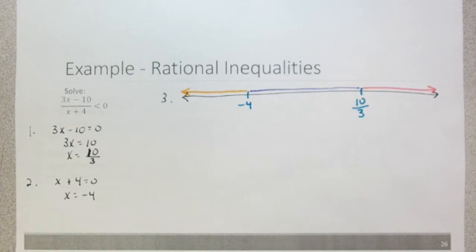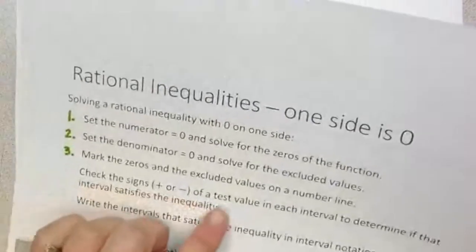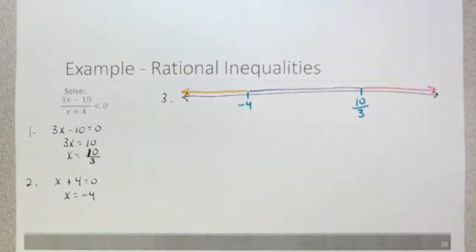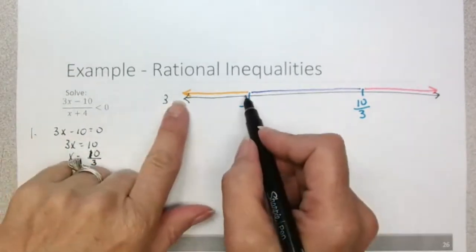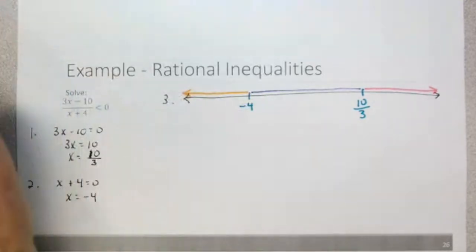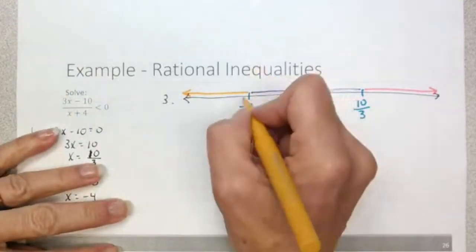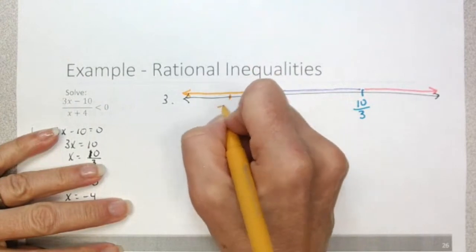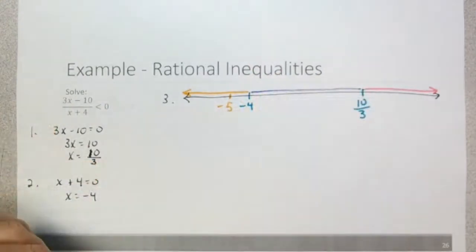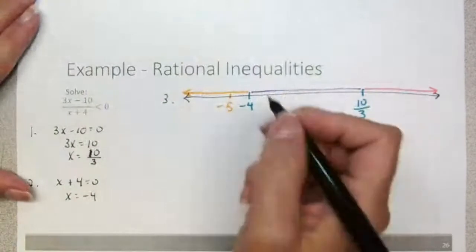Now, step 4 is we want to pick a test value in each of those intervals, and we want to test the signs to see if it satisfies the inequality. So what does that mean? Well, let's pick a value. In this first yellow interval here, why don't we use -5? It's a smaller value that's in that interval, so we'll test x equals -5.